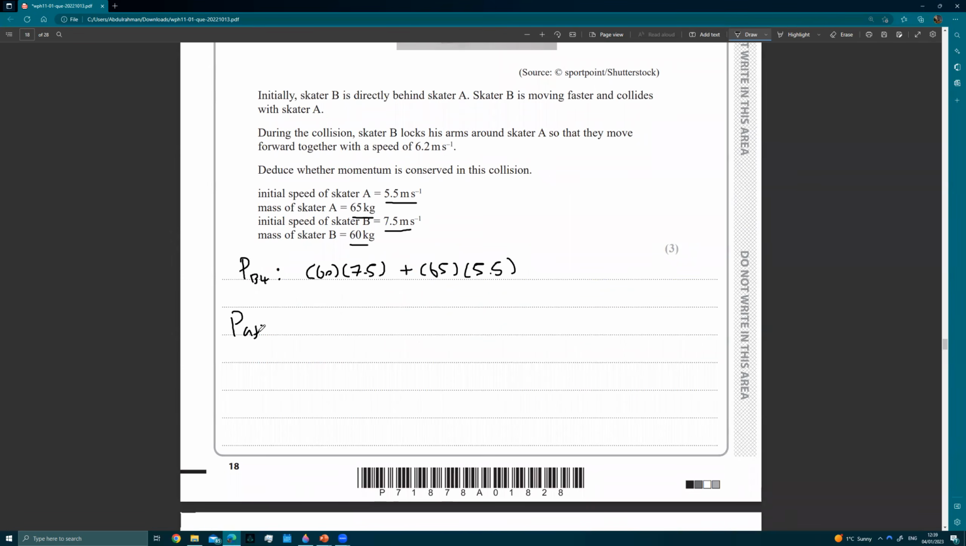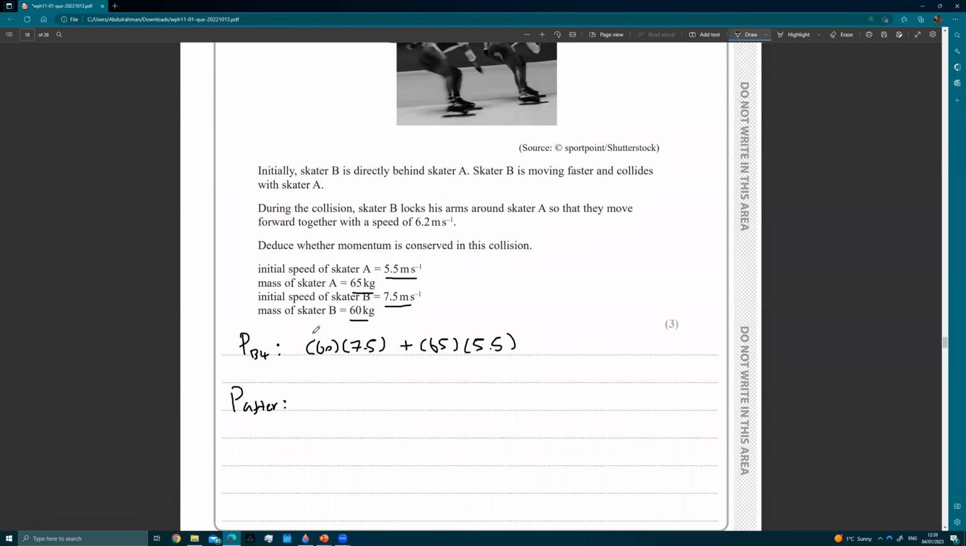And the total momentum after the collision, well, they have stuck together. So we could consider it as one object, with the mass being the sum of their masses, 60 plus 65 kilograms. And the velocity is given: they move forward together with a speed of 6.2. So after the collision, the speed was 6.2. Put both of these values in your calculator and make your comparison.